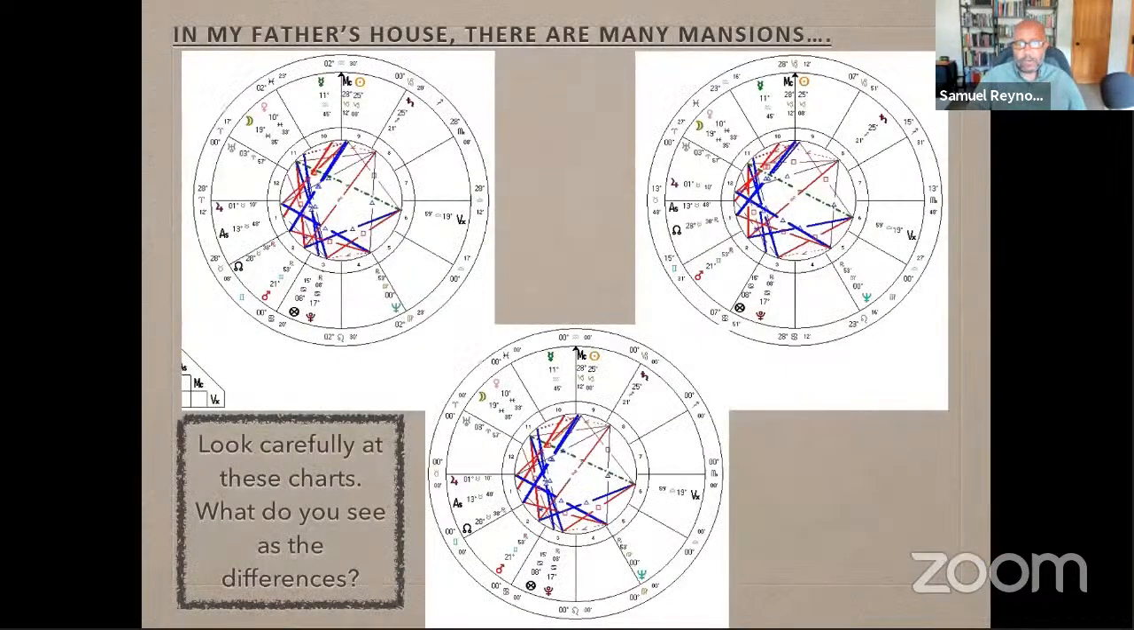I'm going to tackle one last thing, and maybe more, because I do have examples related to dealing with angular charts or cadent or succedent houses, but I'm also aware of the time, and I am going toward, I guess, the 90-minute mark. And I just want to be respectful of that.